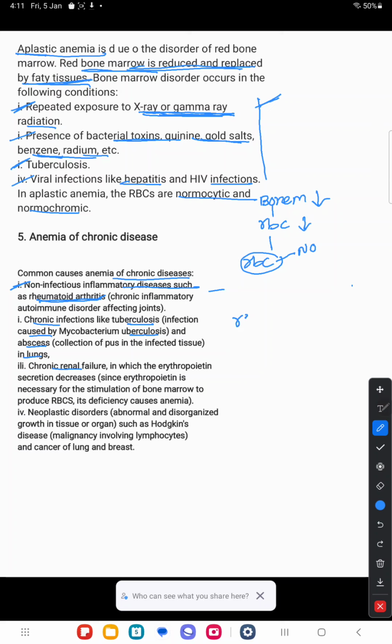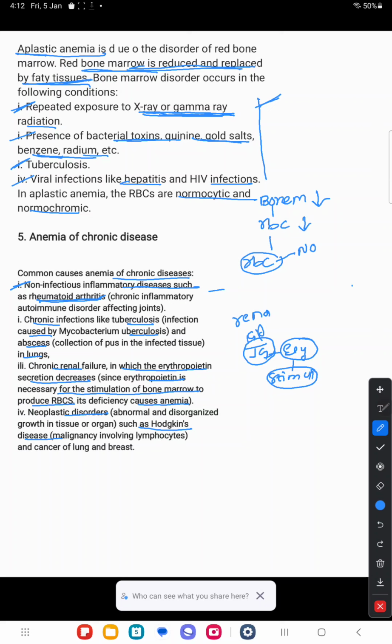Chronic renal failure. We know that renal means kidney, right? Kidney consists of JG cells. JG cells produce erythropoietin. Erythropoietin is important for the stimulation of the bone marrow to produce RBC. So when the person has renal failure, then there will be no erythropoietin. Then there will be no stimulation for the bone marrow. Then there will be decreased production of RBC. Erythropoietin is necessary for the stimulation of bone marrow to produce RBCs, and its deficiency causes anemia. And neoplastic disorders such as Hodgkin's disease and other diseases may cause anemia.